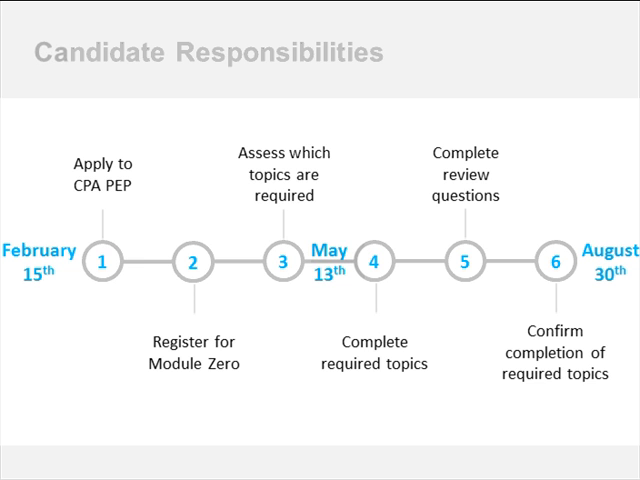And then each topic also has some review questions at the end that would help candidates to assess their comprehension of the subject matter covered, and completing these questions would be the fifth step. And then finally, the sixth and final step would be to have each candidate confirm by August 30th that they have completed the topics that they initially identified as required.